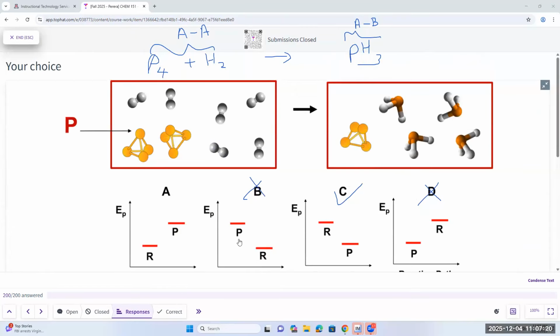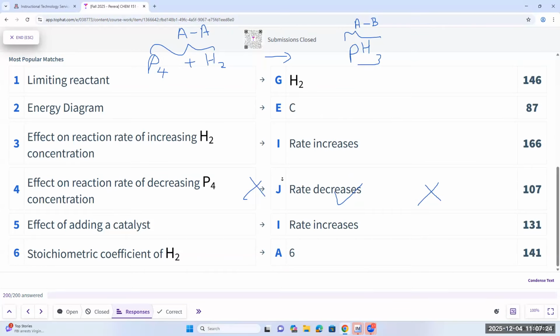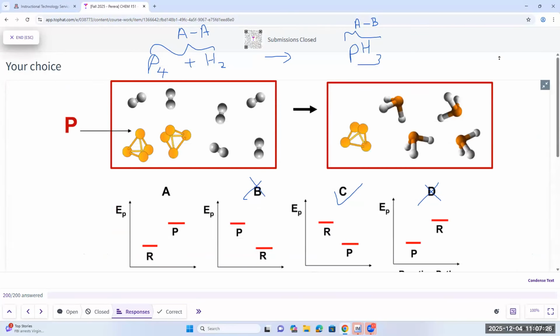All right, the final question is about the stoichiometric coefficient of hydrogen. It's about balancing the equation. We have 4 phosphorus on the reactant side. We only have 1 here. Therefore, I'm going to multiply this by 4. Now we have 4 phosphorus on the product side as well. And now we have 12 hydrogens in total on the product side, but only 2 here. So I'm going to multiply this by 6. And therefore, the stoichiometric coefficient of hydrogen is 6. That's it. Done.